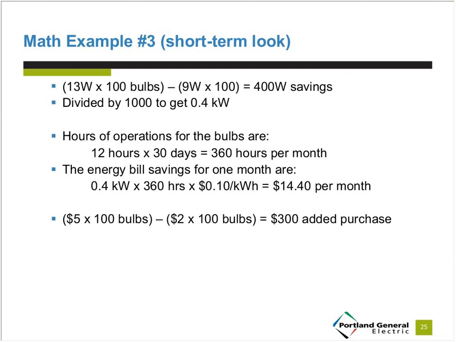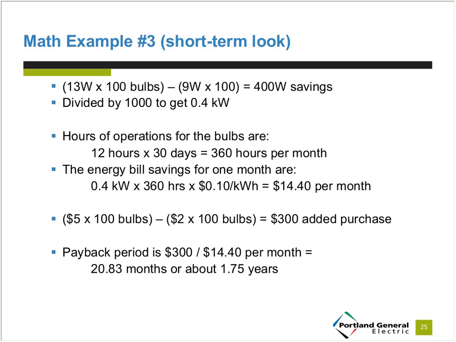I've added $5 at 100 bulbs versus $2 at 100 bulbs. I have $300 added purchase price. The payback for the extra $300 is $14.40 a month, or about 1.75 years. This will pass most tests for budgeting purposes.